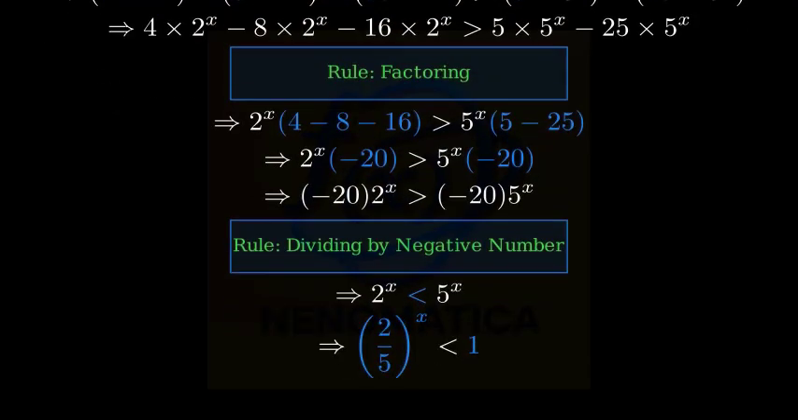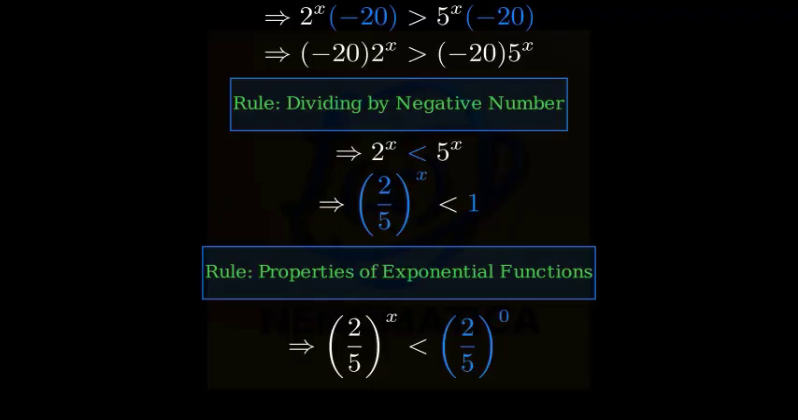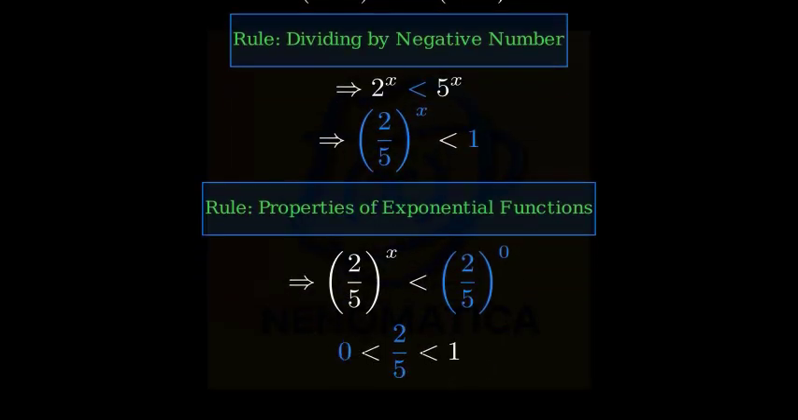To solve this inequality, we'll divide both sides by 5 to the power of x. This gives us 2 to the power of x divided by 5 to the power of x, which is less than 1. Notice that the fraction 2/5 is less than 1, so when we raise it to the power of x, we need to consider what happens for different values of x. When x is 0, 2/5 to the power of 0 equals 1. For any fraction between 0 and 1, like 2/5, raising it to a positive power makes it smaller. We know that any number raised to the power of 0 equals 1, so our inequality becomes 2/5 to the power of x is less than 1.